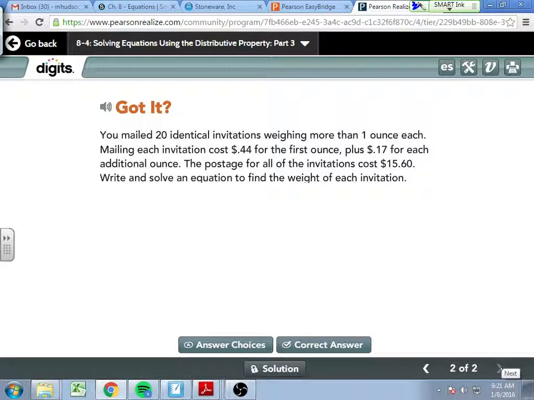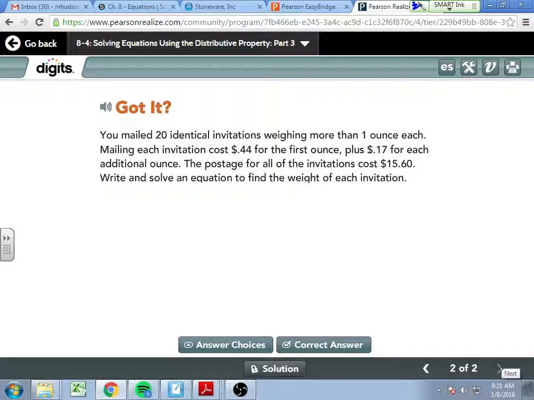So now we're going to mail 20 identical invitations. We're having a party. They're all weighing more than 1 ounce. Now when you mail stuff, you pay for what you're mailing based off of what it weighs. So Mrs. Collin and I actually just sent, we just put applications in. We're taking that class while we were gone Wednesday, and we had to put 2 stamps on it because we knew that it would be too heavy for a single stamp.